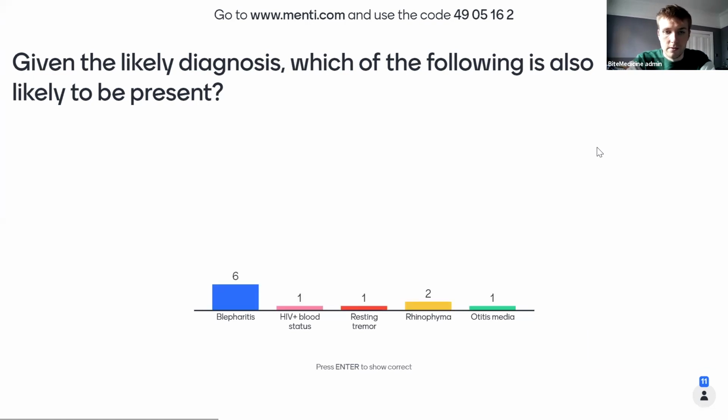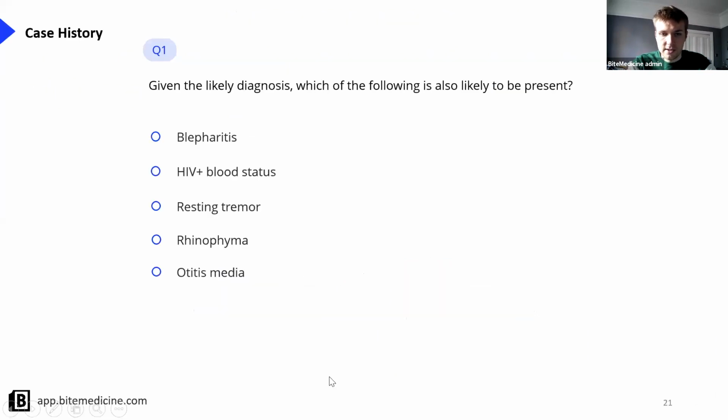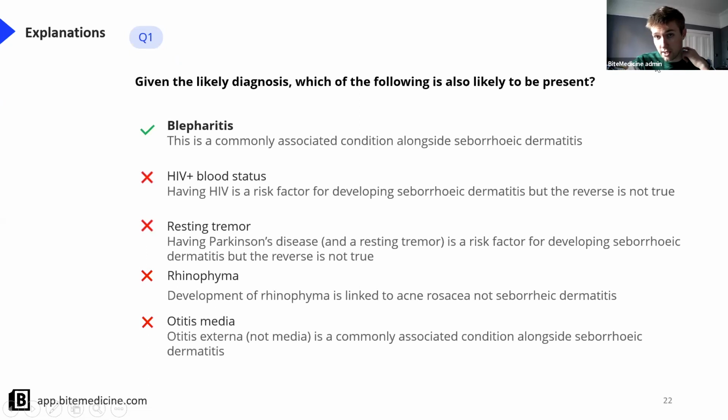So let's see where you guys are voting. Okay, so we've got the majority going for blepharitis, 7 votes. It is the correct answer. Well done, majority. So let's talk through it. The likely diagnosis in this case is seborrheic dermatitis.